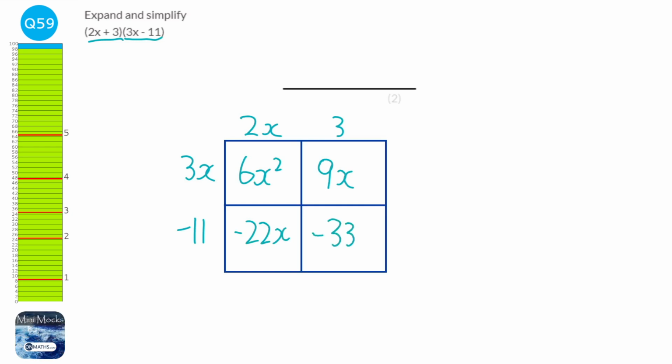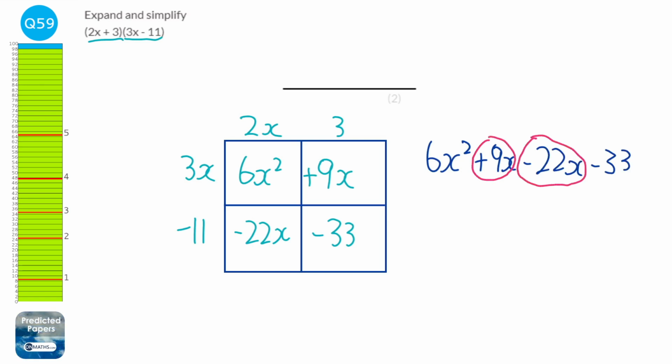Get them all together, so we've got 6x squared plus 9x, because that is a positive, minus 22x minus 33, and we can see here that the plus 9x and the minus 22x are like terms, so we can add them together to make minus 13x, and that's our answer. So our answer is 6x squared minus 13x minus 33.